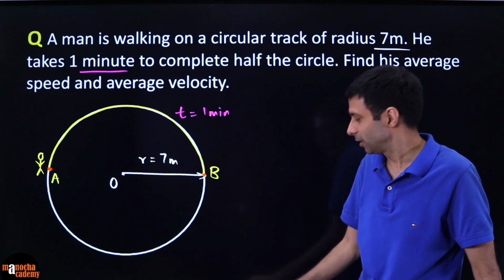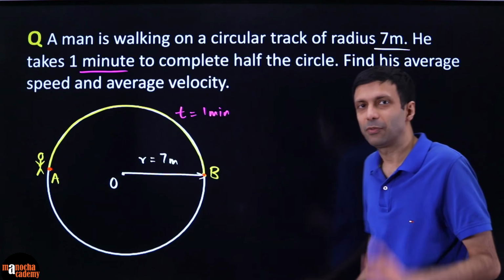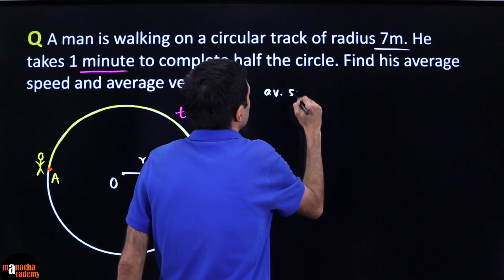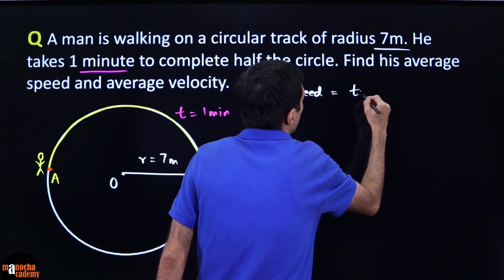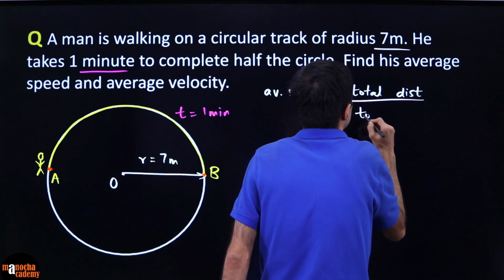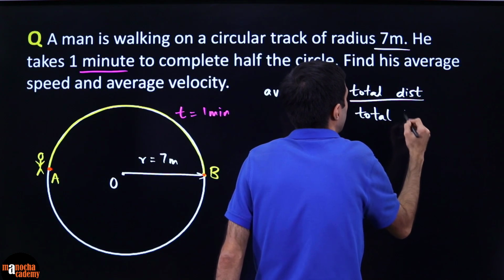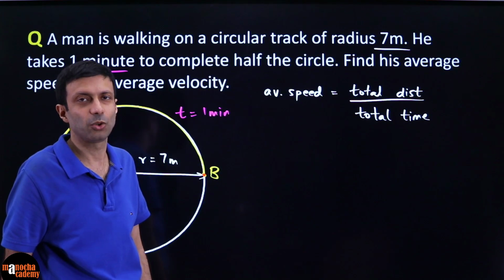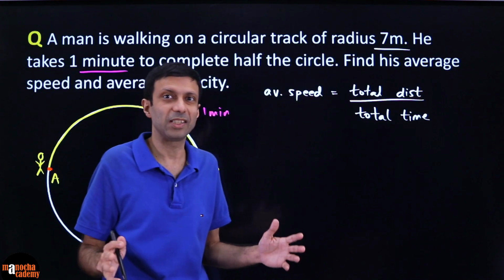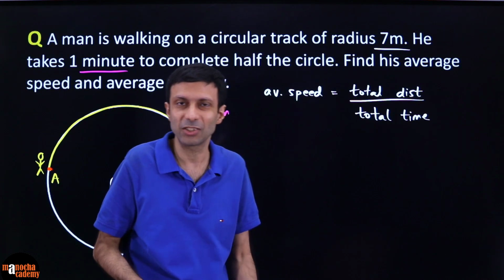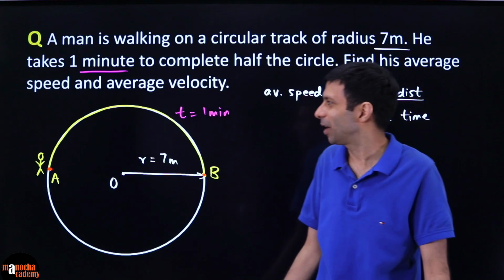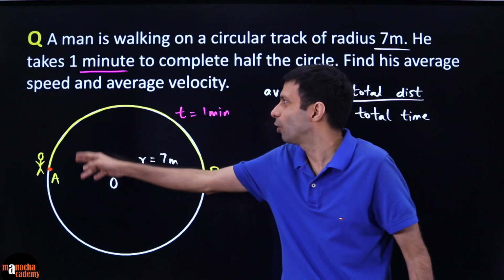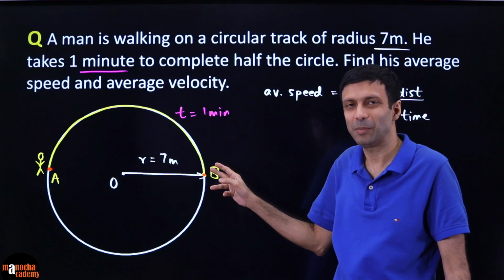Always use the formulas. So let's write down first the formula of average speed. Average speed is going to be the total distance divided by total time. Very simple. The total distance traveled divided by the total time. Now what is the meaning of total distance? The total length of the path traveled. What is the length of the path traveled here? This semicircle, this path AB along the arc, along the circle.